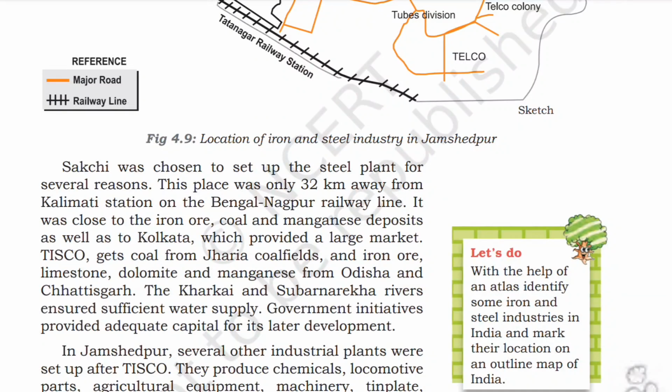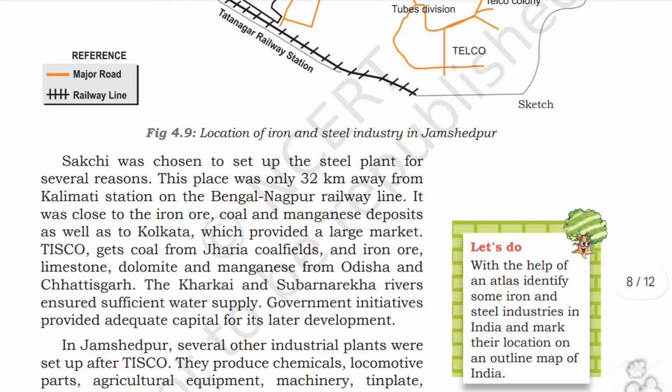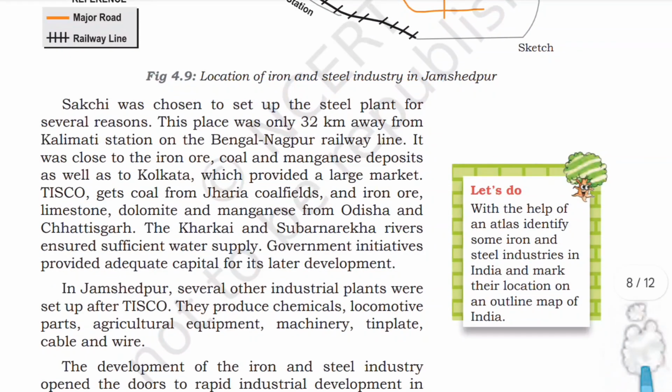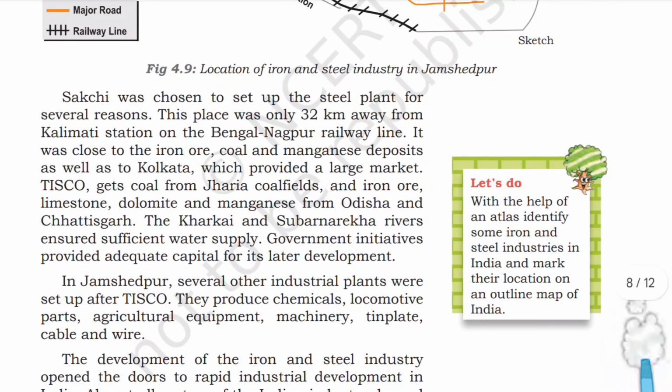Sakchi was chosen to set up the steel plant for several reasons. This place was only 32 km away from Kalimati station on the Bengal-Nagpur railway line. It was close to the iron ore, coal, and manganese deposits as well as Kolkata, which provided a large market. TISCO gets coal from the Jharia coalfields and iron ore, limestone, dolomite, and manganese from Odisha and Chhattisgarh. The Kharkai and Subarnarekha rivers ensure sufficient water supply. Government initiative provided adequate capital for later development.